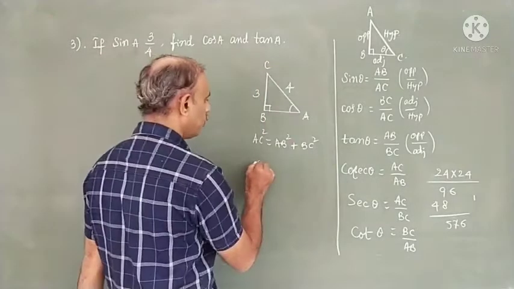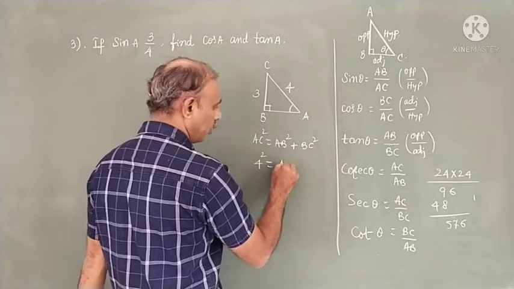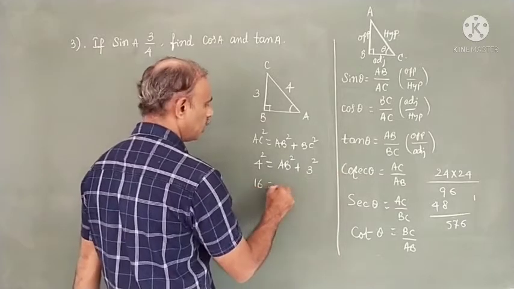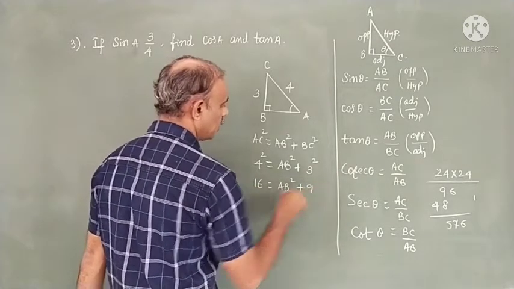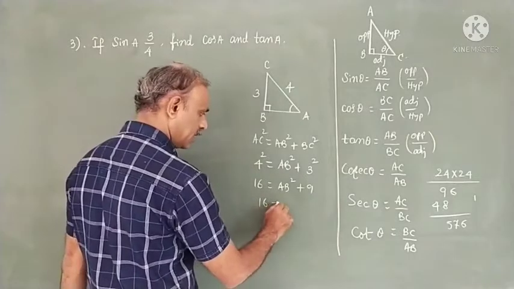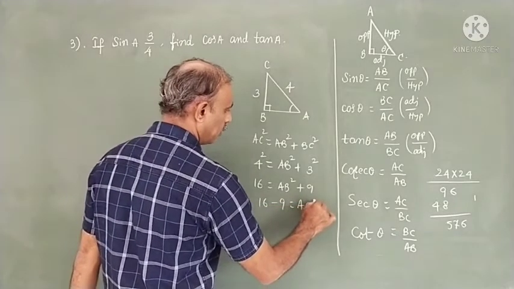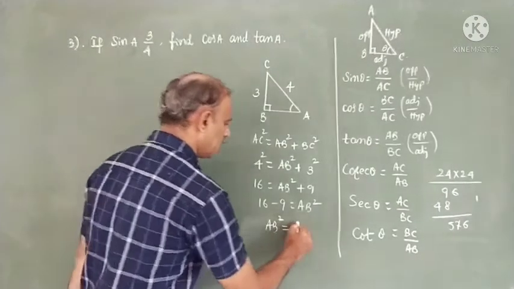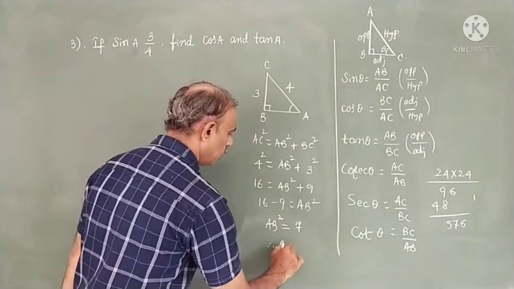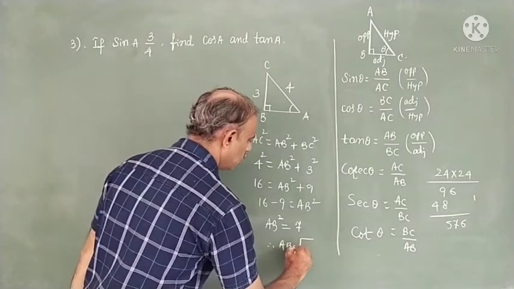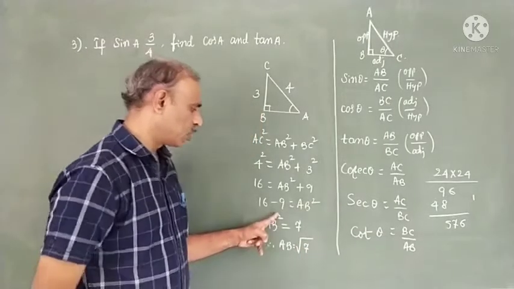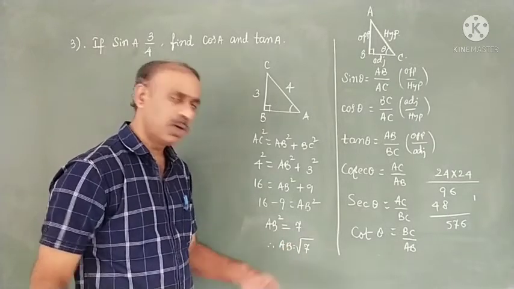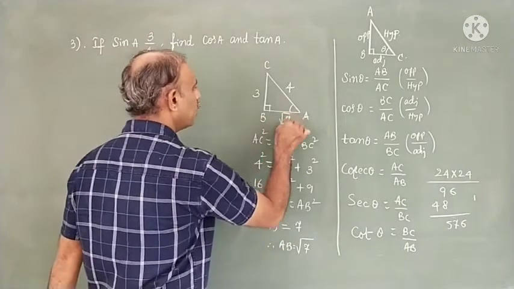AC square is 4 square, AB square we don't know, BC square is 3 square. So 16 is equal to AB square plus 9. 16 minus 9 is equal to AB square, so AB square is 16 minus 9, that is 7. Therefore AB is equal to root 7. I remove the square here, and the RHS gets a square root. So the AB value is root 7.